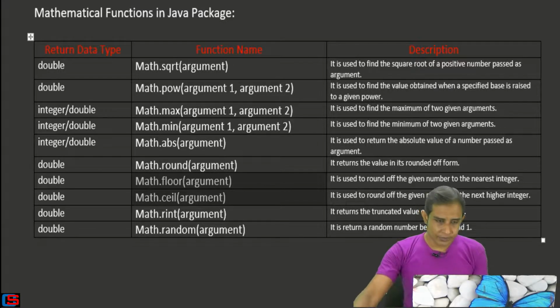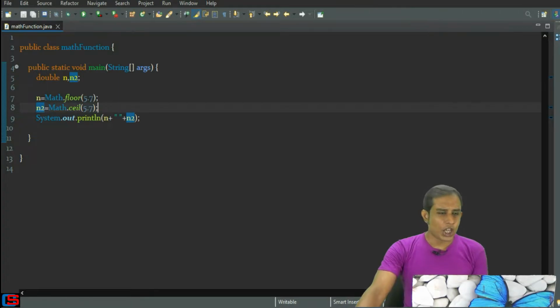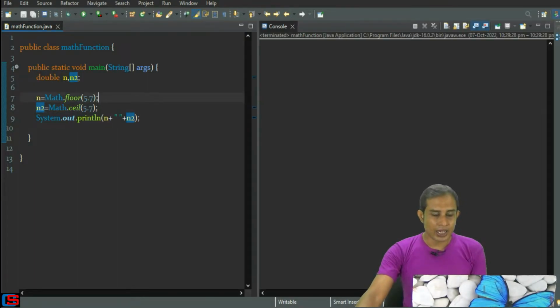So let's see. You can see I have written the math.floor function here, and as the argument I have passed the value 5.7, and in the ceil function I have passed the same value 5.7, okay. Now see what happens. I run the program and the first value is 5. So the floor function always returns the lower value from the number provided.